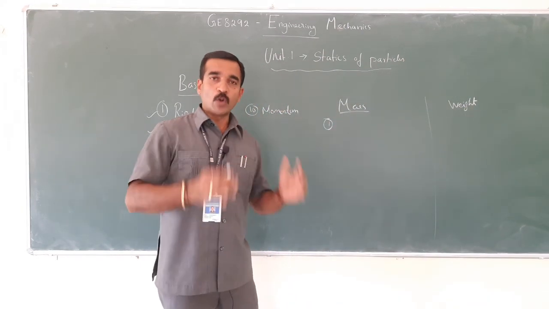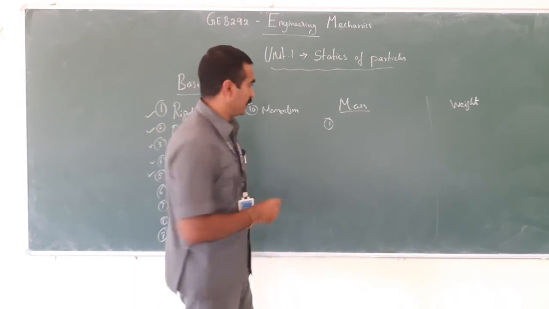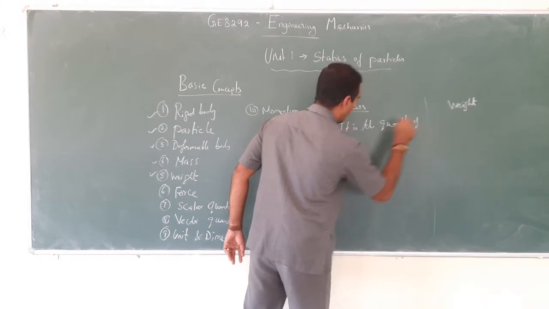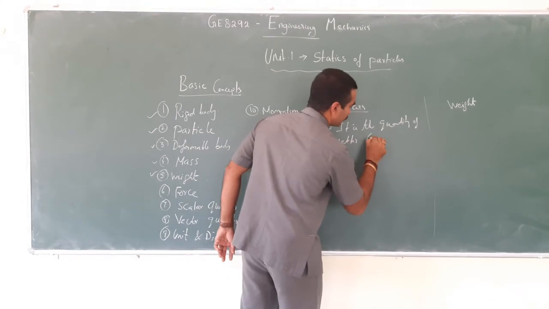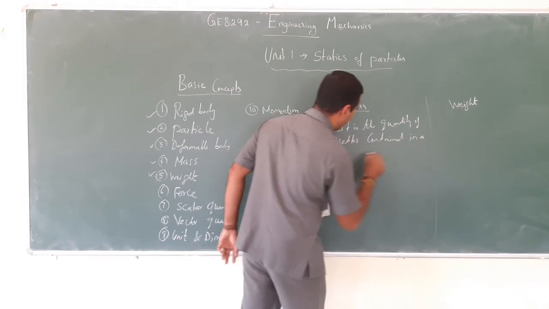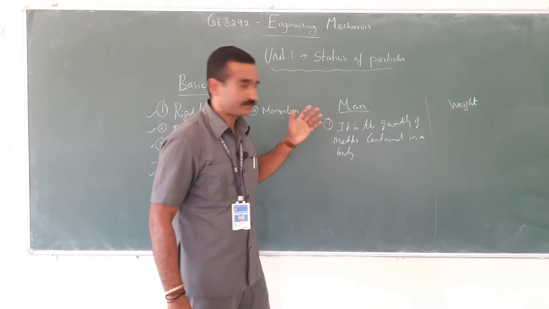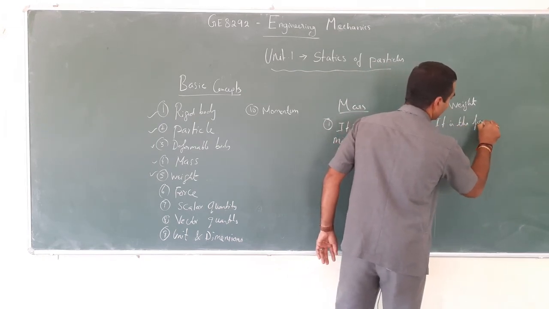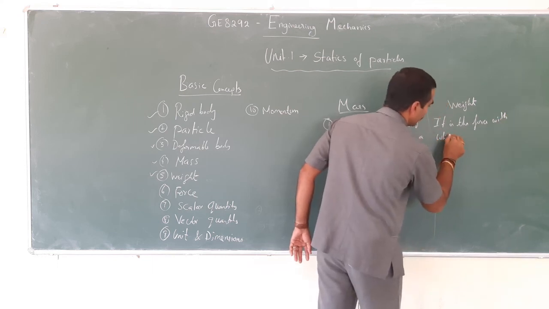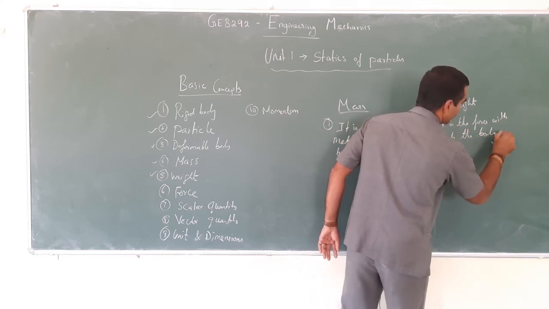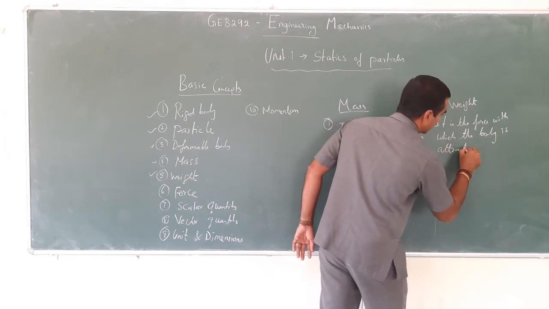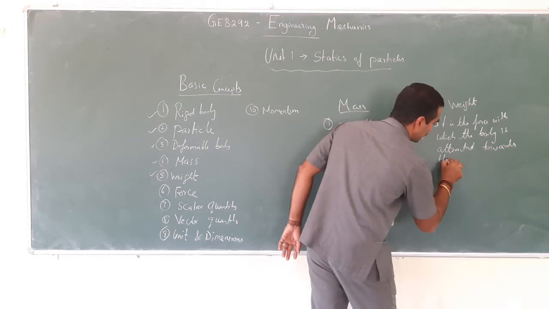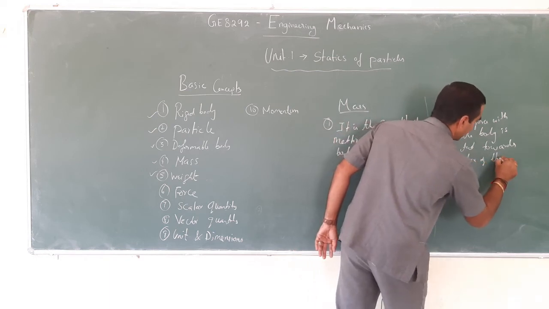So mass is a quantity of matter contained in the body. It is the quantity of matter which is contained in a body. What do you mean by weight? It is a force with which the body is attracted towards the center of the earth.